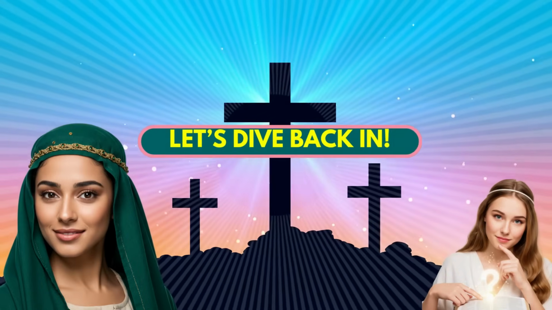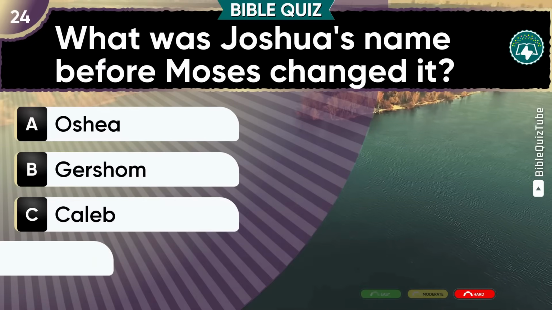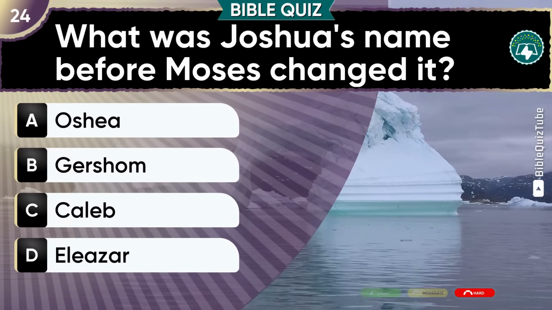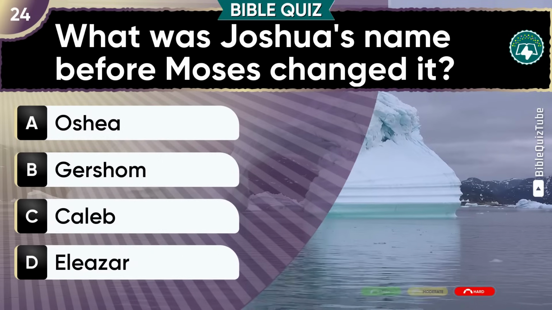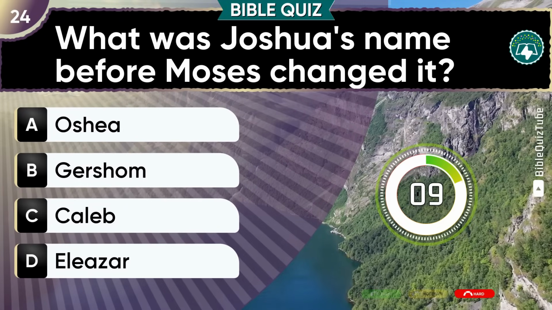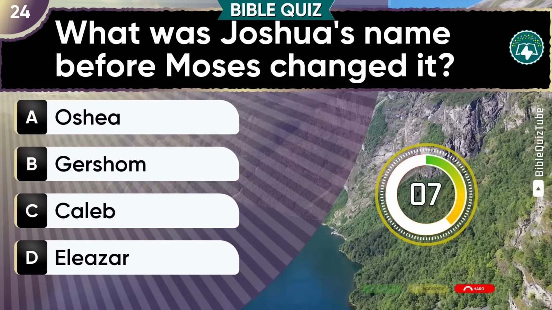Let's dive back in. Question 24. What was Joshua's name before Moses changed it? A. Ashiah. B. Gershom. C. Caleb. D. Eliezer.